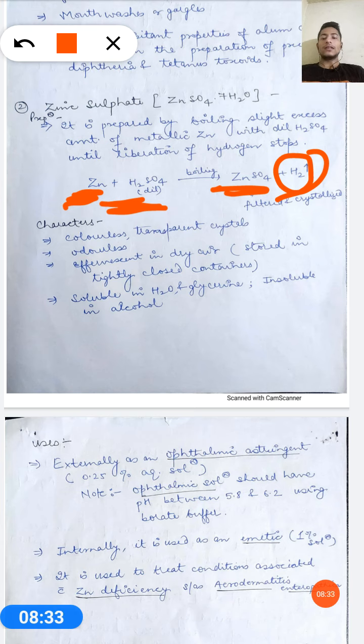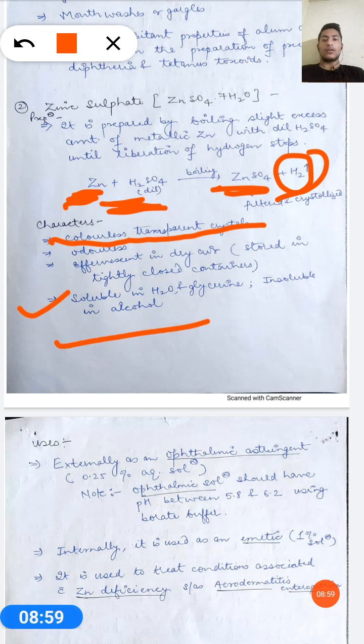Now the characteristics: colorless transparent crystals of zinc sulphate. Odorless. Effervescence in dry air means if we do not store it in an airtight container, then effervescence of zinc sulphate will occur. So we have to store it in an airtight container, or we can say a tightly closed container. About its solubility, it is soluble in water and glycerin, insoluble in alcohol. This is the property of zinc sulphate.